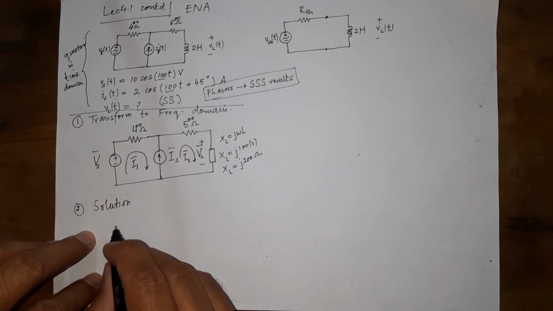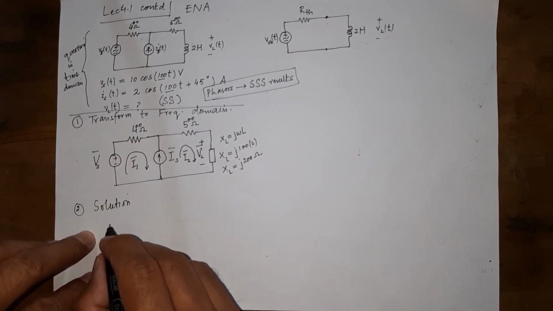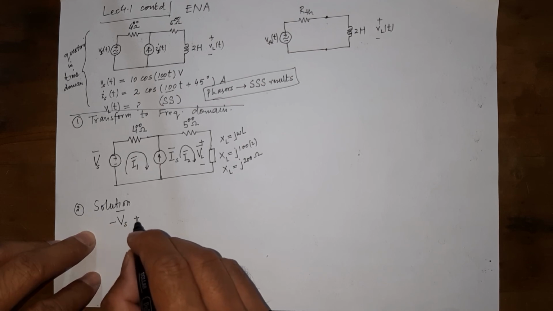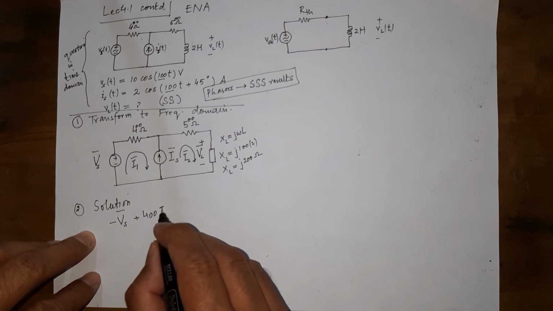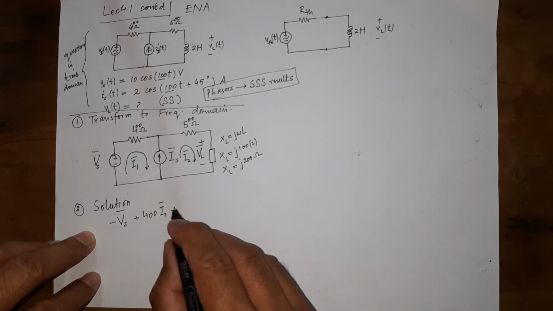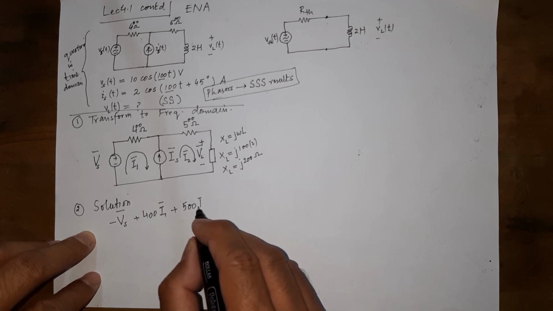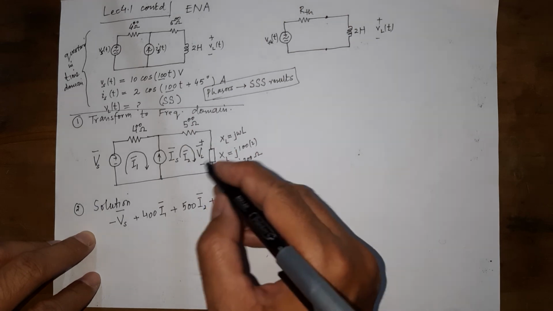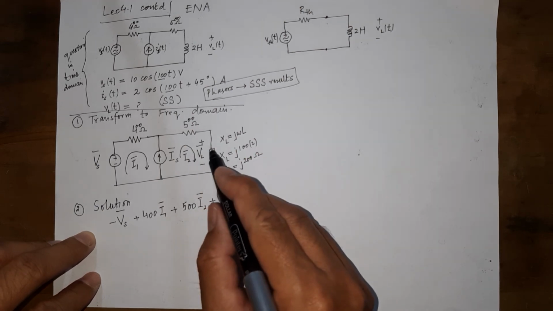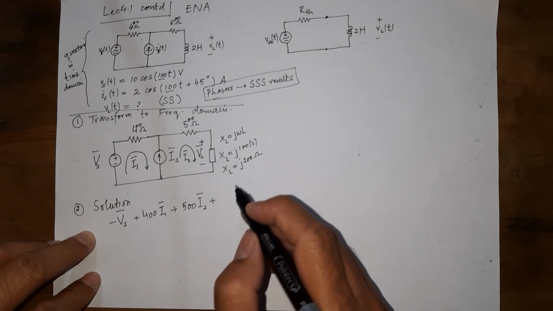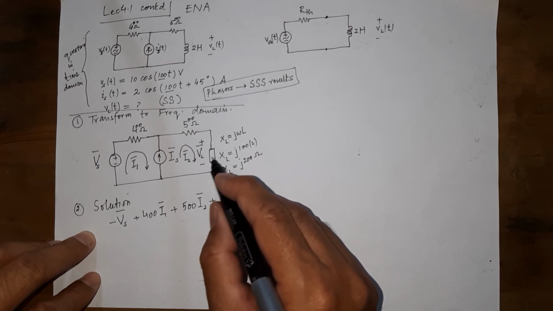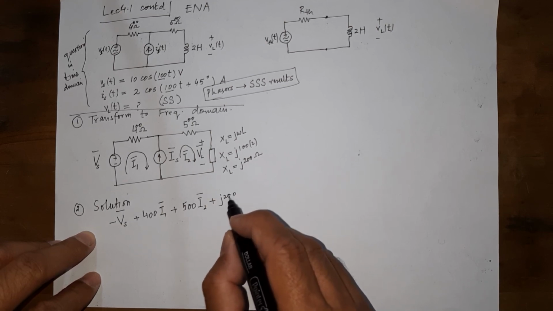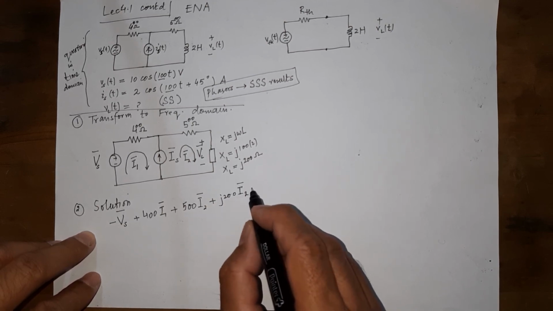Then we can very easily write a super mesh equation and write minus Vs bar plus 400 I1 bar plus 500 I2 bar plus VL. But let us bring this VL a little later. This I2 is flowing in here and this is XL. So this is just like resistance, j200 ohm resistance, j200 ohm resistance, I2 bar is equal to 0.